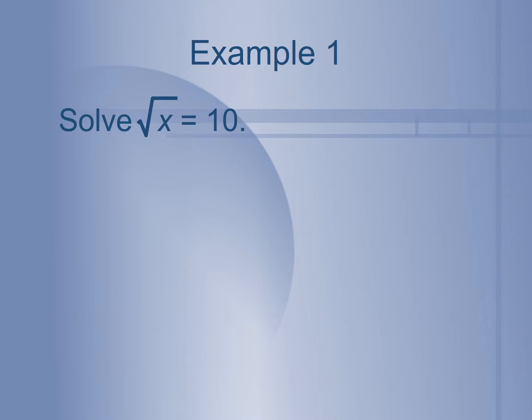So let's look at this first example. We have the square root of x equals 10. To undo a square root, we are going to square both sides. The square undoes the square root, giving us x, and then 10 squared is 100. So that means x equals 100.